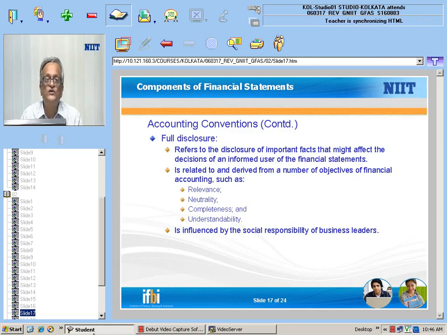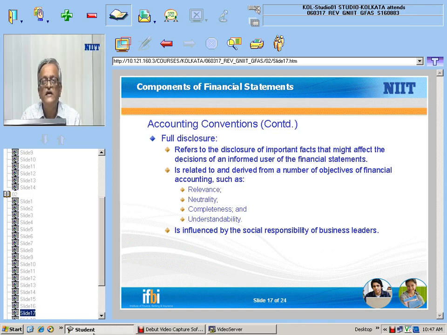Okay, full disclosure. What is full disclosure? It refers to the disclosure of important facts that might affect the decision of an informed user of the financial statements. We have already learnt about this full disclosure. It is very essential that all business enterprises disclose everything. Everything related to the business must be disclosed so that the user of the financial statement will be able to take an informed decision. So full disclosure is very essential.